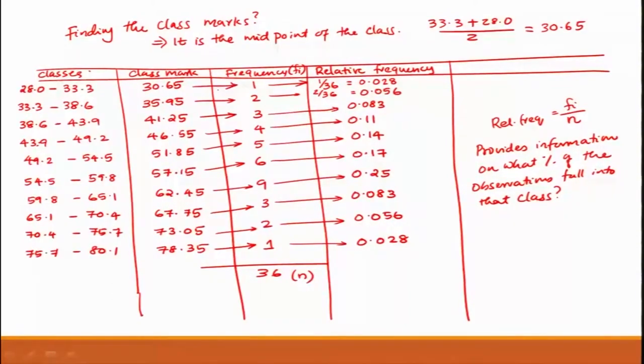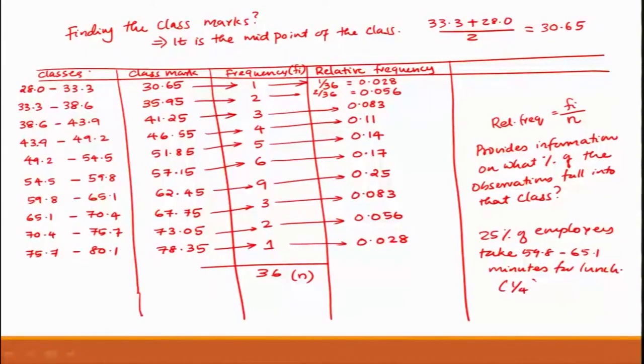So in this case, you can see that about 25% of the employees take 59.8 to 65.1 minutes for lunch. So it is 1/4 of the total crew that takes somewhere close to 1 hour for lunch. There are people who finish lunch early also, but it's a very small number.